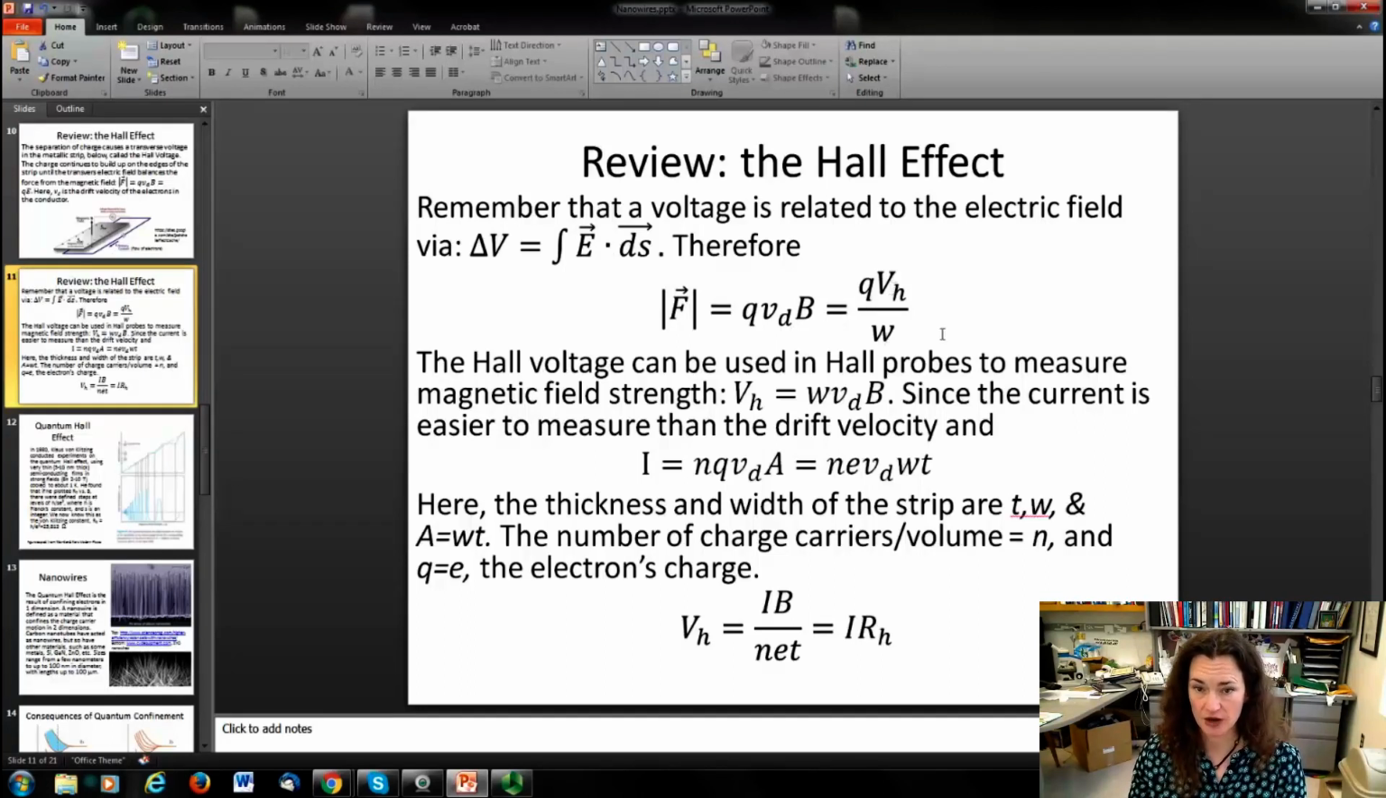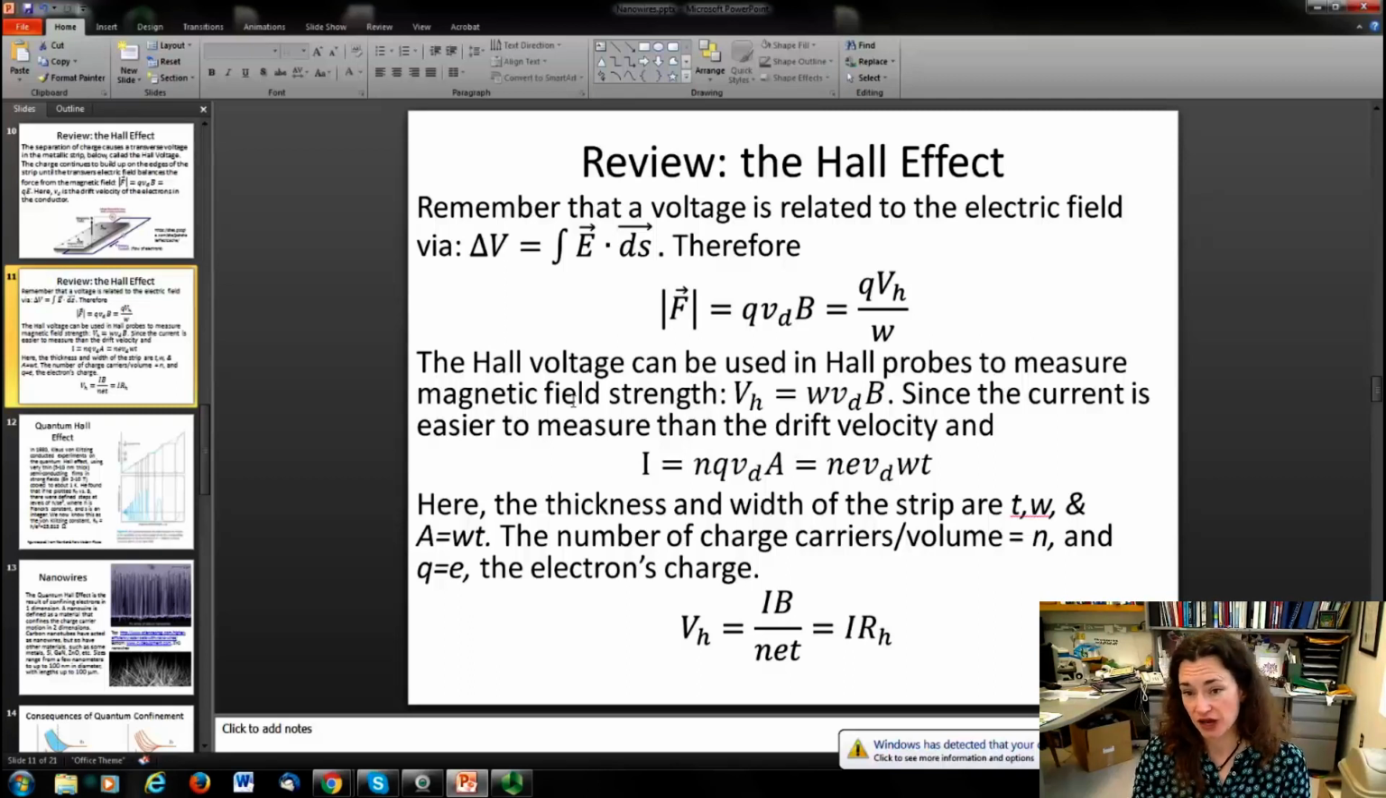Now, the Hall voltage can be used in something called a Hall probe, which you've probably seen or will see in some experiments that you use to measure magnetic fields. It uses that Hall voltage output to measure the magnetic field strength, and so then you can solve and get that your Hall voltage is equal to the width of your strip times the drift velocity times your magnetic field. But since it's easier to measure a current than it is to measure a drift velocity, you can plug back in the expression for the drift velocity with a current.